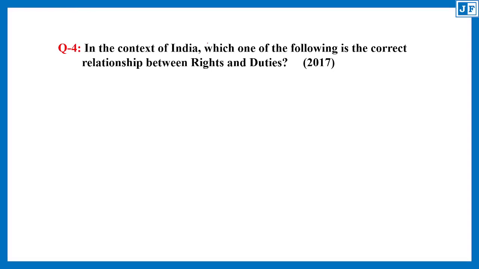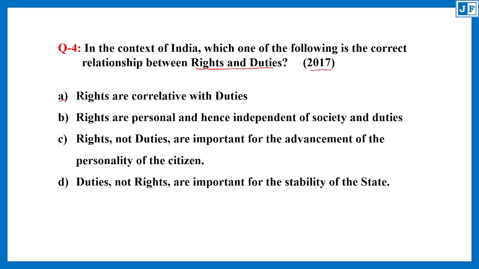In the context of India, which one of the following is the correct relationship between rights and duties? The question was asked in 2017. Our options are: rights are correlative with duties; rights are personal and hence independent of society and duties; rights, not duties, are important for the advancement of the personality of the citizen; duties, not rights, are important for the stability of the state. Even if you use common sense, you will eliminate all the three statements, and the correct answer is A.